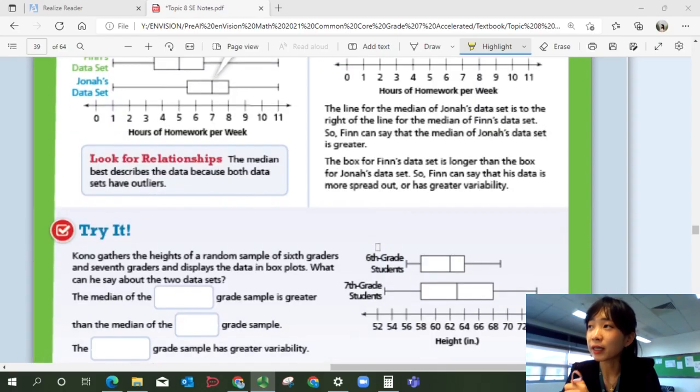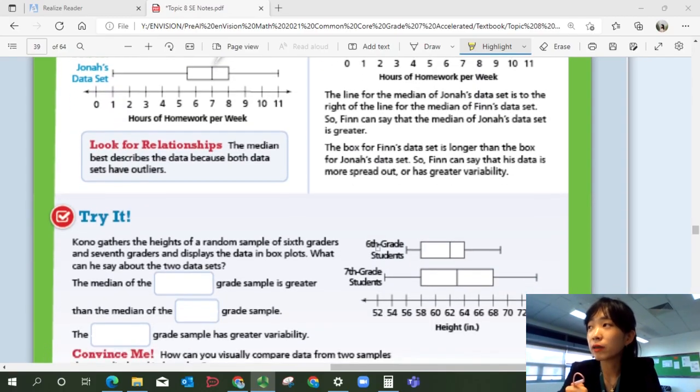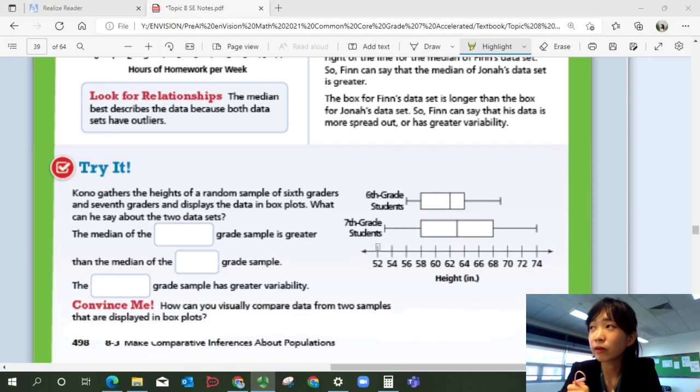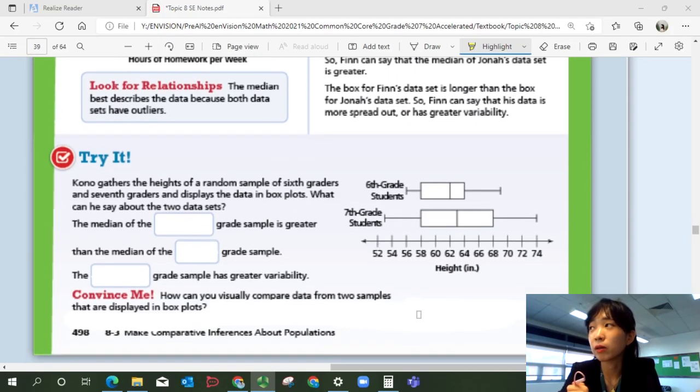Let's look at try it. Kono gathers the heights of a random sample of 6th graders and 7th graders and displays the data in box plots. What can he say about the 2 data sets? So compare and contrast the box plots in this try question. See if you can fill in the blanks by yourself and see if you can answer the convince me problem in your own words. Come back when you're ready for answers. Okay, are you ready?